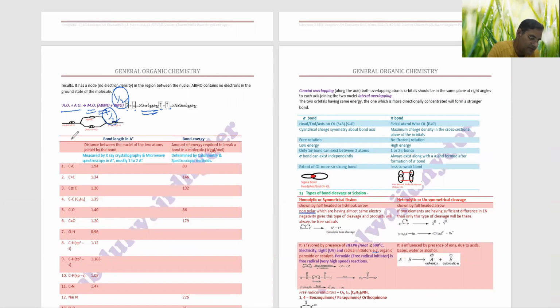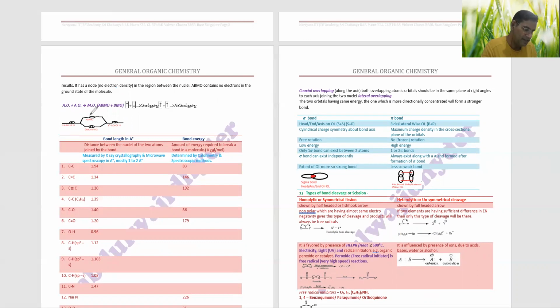Then, see, as I told you, atomic orbitals of one atom and atomic orbitals of another atom will combine together to form molecular orbitals. Half of the molecular orbitals will be bonding in nature, and the remaining half will be antibonding in nature. Now see, this table is here. This you should remember.